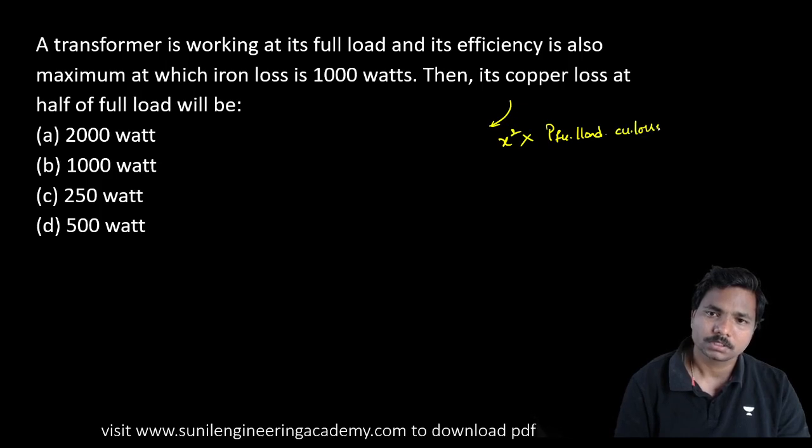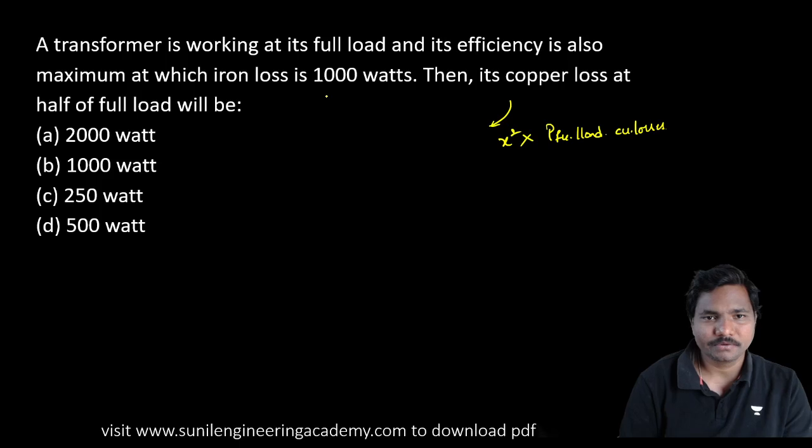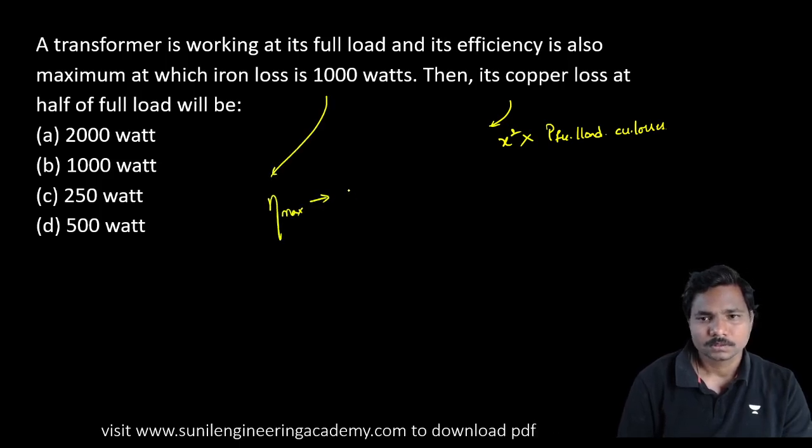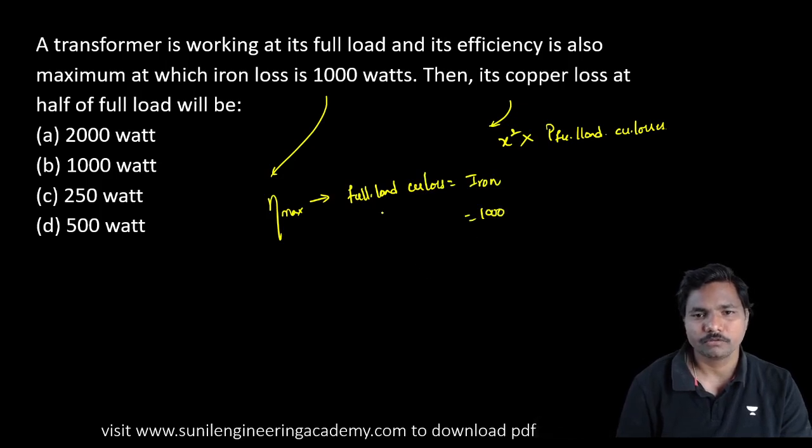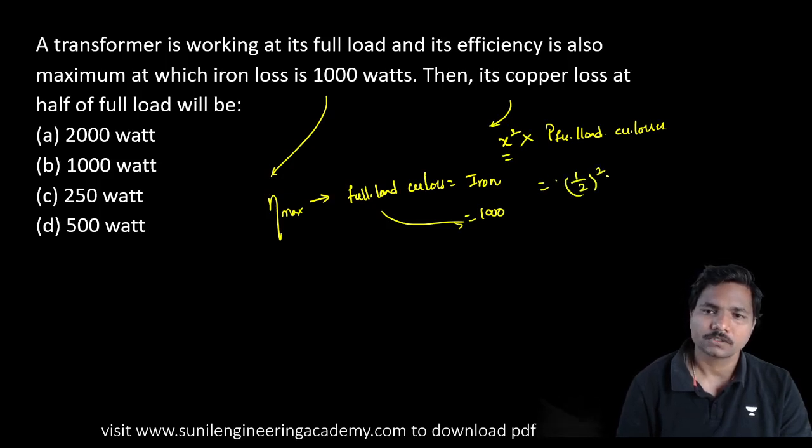At maximum efficiency, full load copper loss is equal to iron losses. Iron losses they have given 1000, so full load copper losses are 1000. X is half load, so half square into 1000, that is 250.